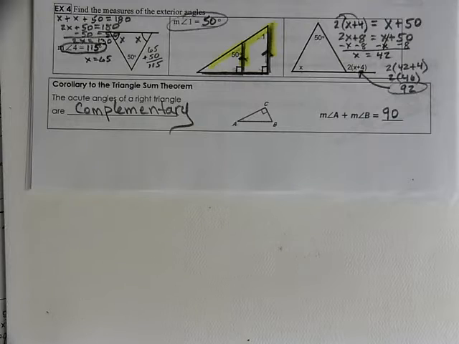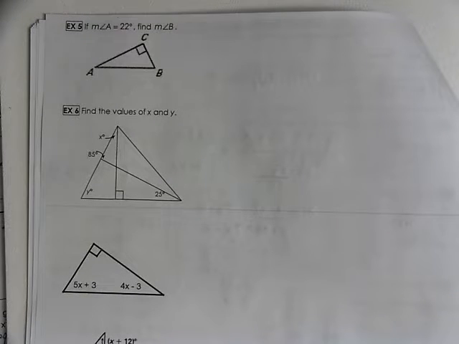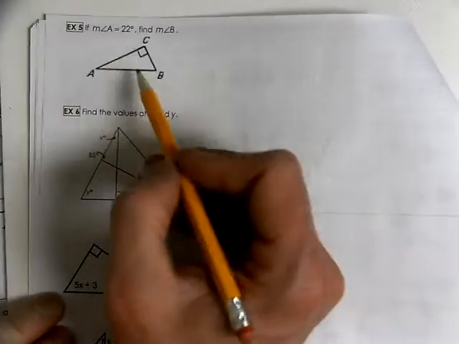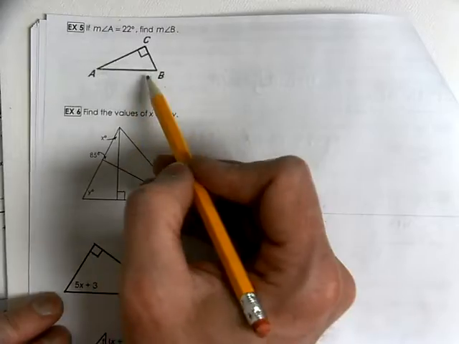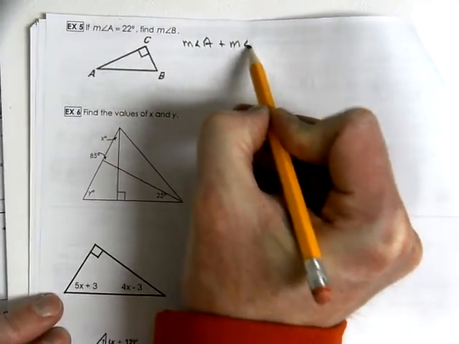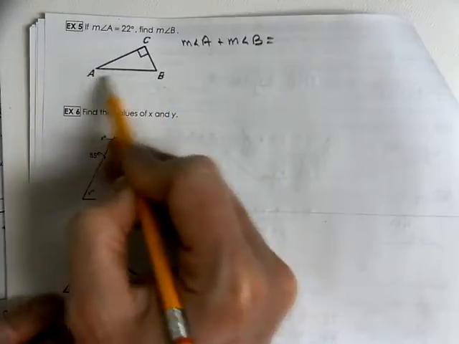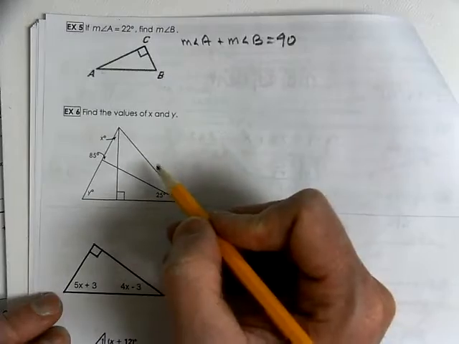This is just a shortcut. Many times we don't have to use this shortcut. We can do it a longer method, but this is a shortcut method that's going to help. So we flip over to the other side, and I see that we have a right triangle. If I have a right triangle, I know that the measurement of angle A plus the measurement of angle B, the two acute angles, are going to add up to be 90 degrees.